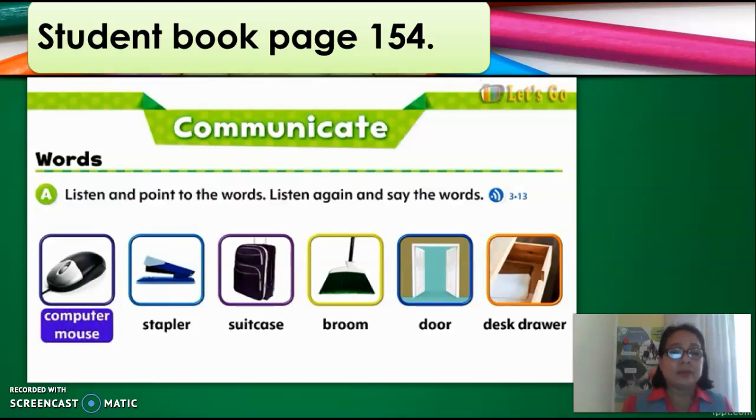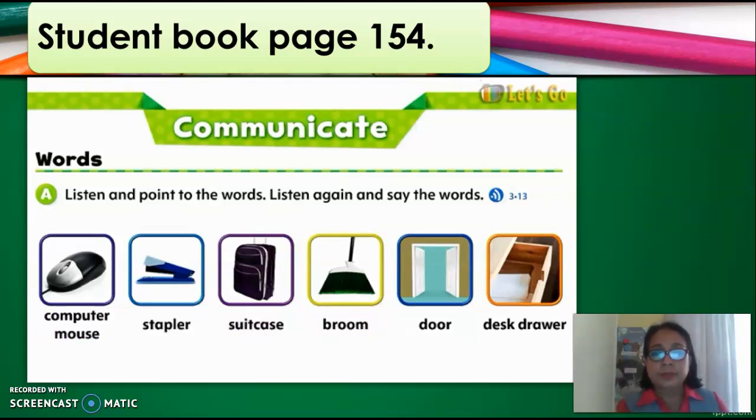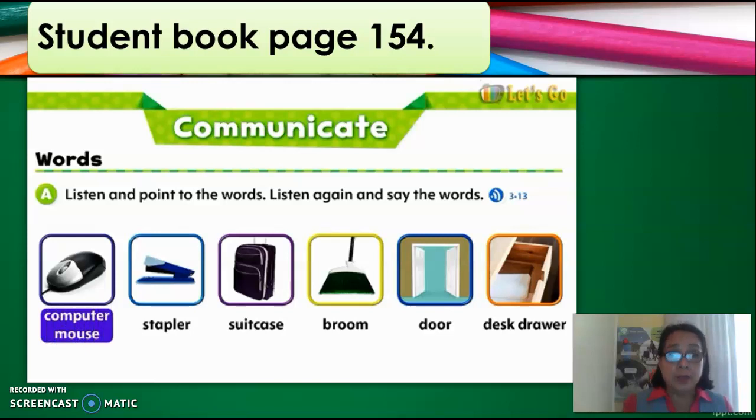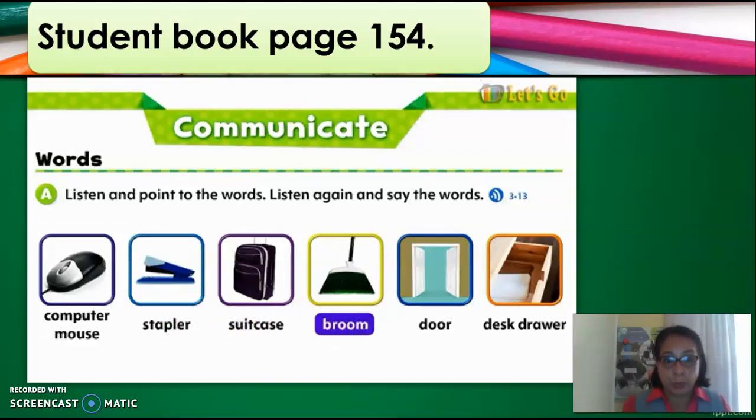Computer mouse. Stapler. Point. Suitcase. Broom. Door. Desk drawer. Computer mouse. Computer mouse. Repeat. Stapler. Stapler. Suitcase. Suitcase. Broom. Broom. Door. Door. Desk drawer.